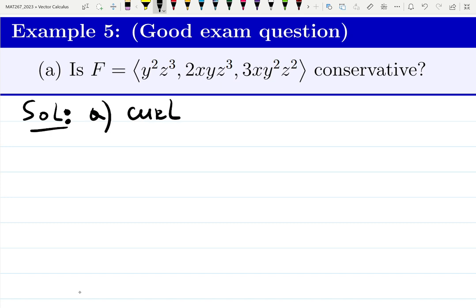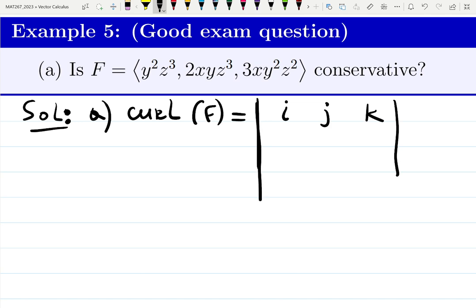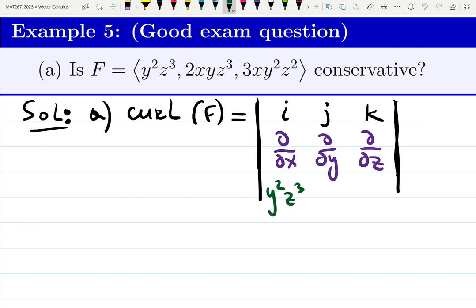Curl of F. You create a formula with i, j, k. And then you have derivatives with respect to x. You don't have to do this formula if you remember the differences, then you're fine. And now you put in what they gave you. y squared z cubed, 2xyz cubed, 3xy squared z squared.